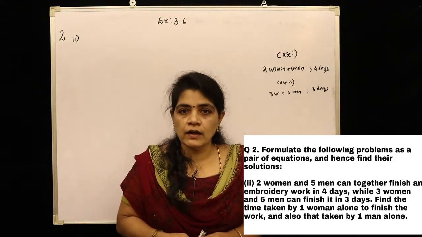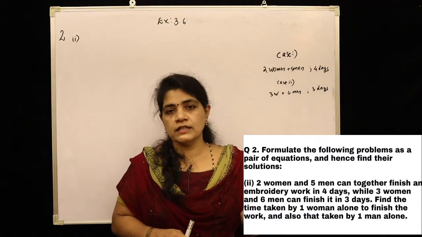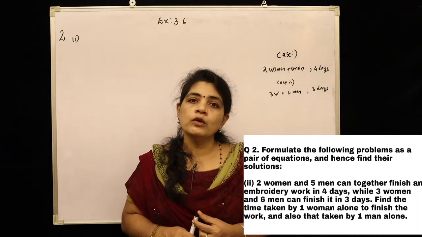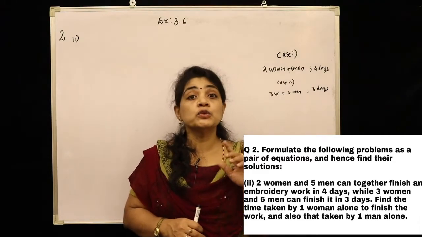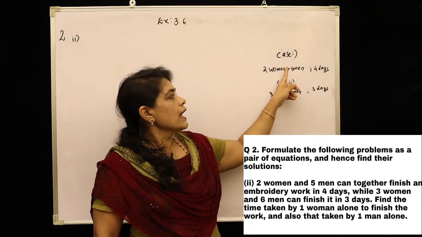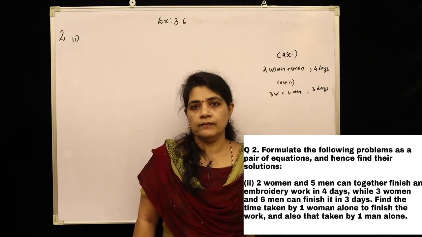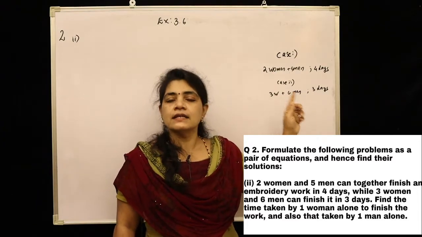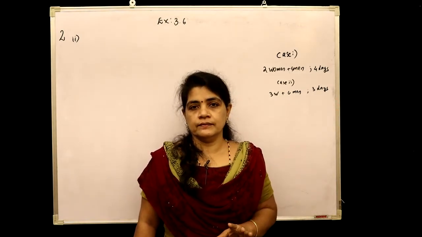Okay, we have to find out the time taken by one woman alone to finish the embroidery work, and also the time taken by one man alone to finish the embroidery work. We are given 2 cases. In the first case there are 2 women and 5 men, and they take 4 days to finish the work. In the second case we have 3 women and 6 men. They take 3 days to finish the work.